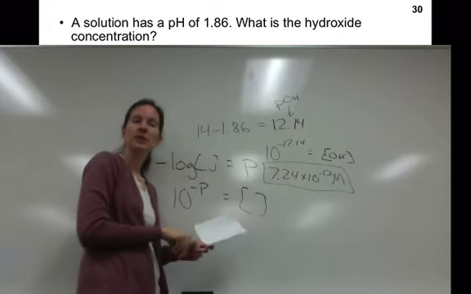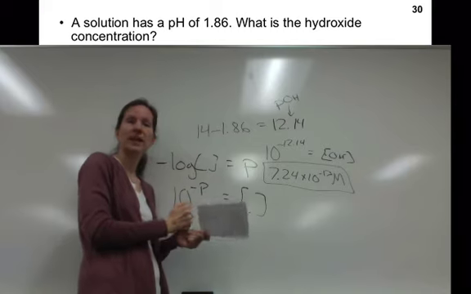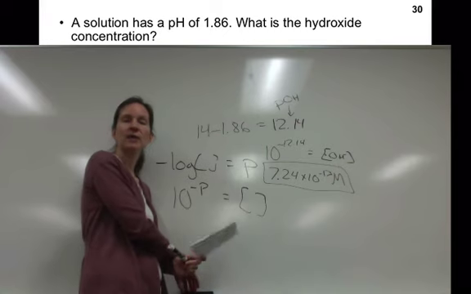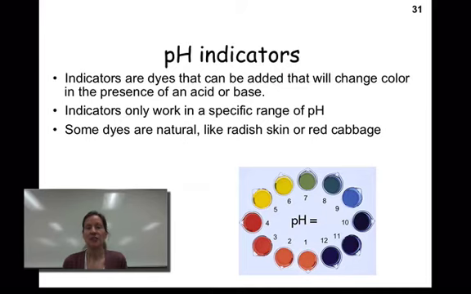So you can see how it's really important, again, to keep track of whether you're solving for H or OH, because they relate. But if you had just gotten 10 to the negative 1.86, your final answer would have been concentration of H+, which would have been wrong.